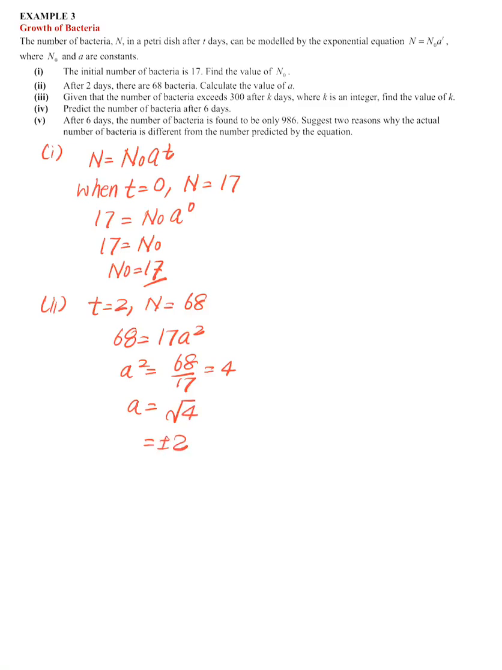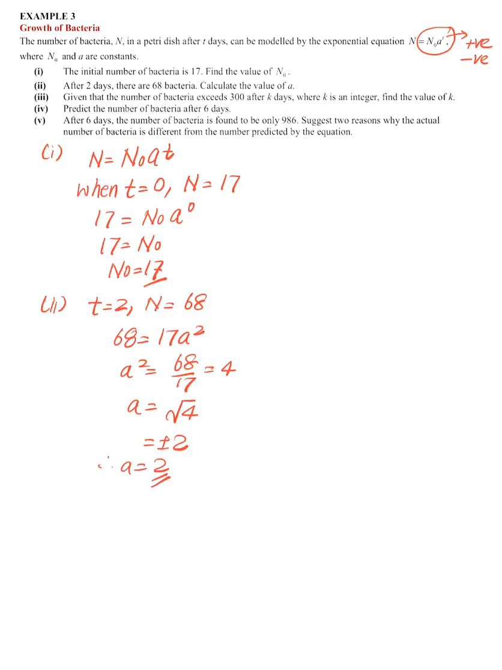Then you have to ask yourself, because the question says calculate the value of a, whether you can accept negative 2. You can't accept negative 2, because if a is negative 2, then n will be positive when t is even and negative when t is odd. You can't have the number of bacteria being negative, so you have to reject negative 2. Therefore a is 2.